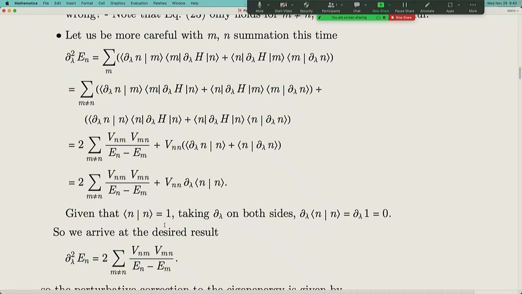So your nth eigenstate will always be a normalized state. Although this state vector, as you tune lambda, will continue to rotate in the Hilbert space, its length never changes. And the length of the vector, or the norm of the vector, is simply this inner product. It's always 1, no matter how you rotate this vector with respect to lambda. So the norm itself doesn't have a lambda dependence, and that's why this term goes to 0.